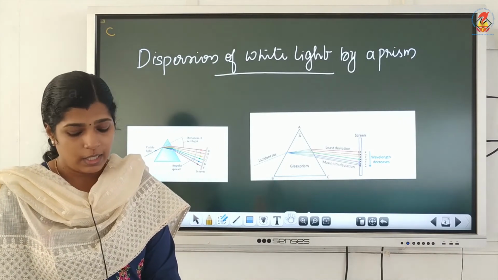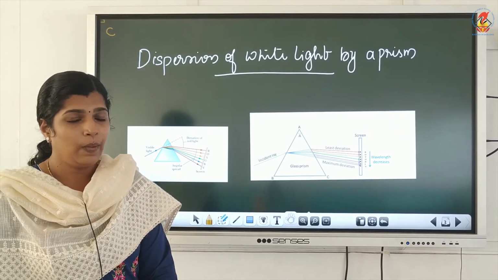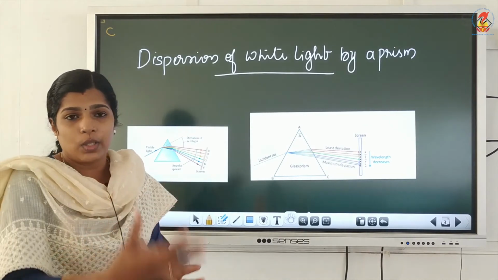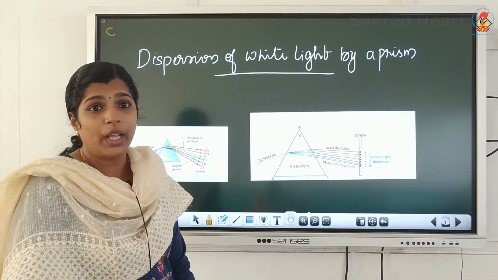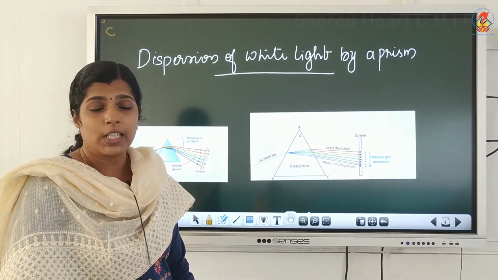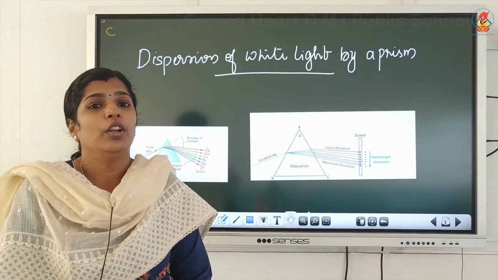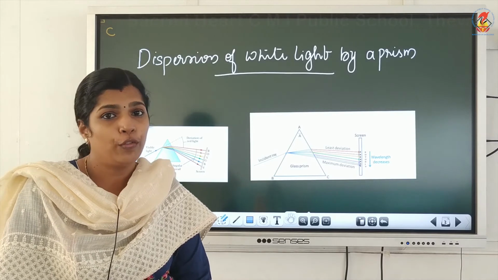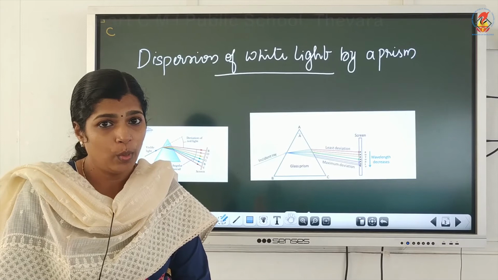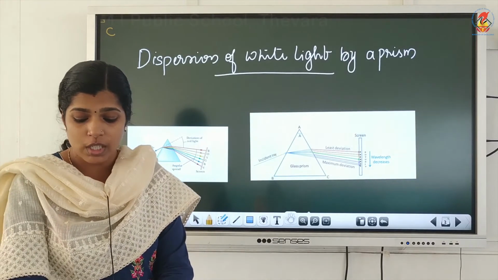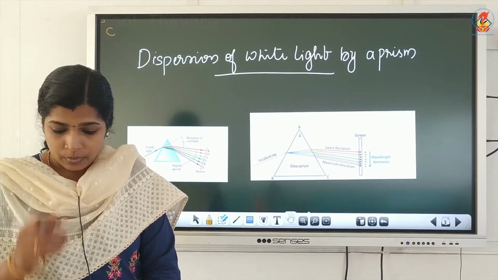In other words, when light passes through a glass prism, it will split up into its component colors. That is known as the dispersion of white light. You can also mark this in your textbook, page number 193.